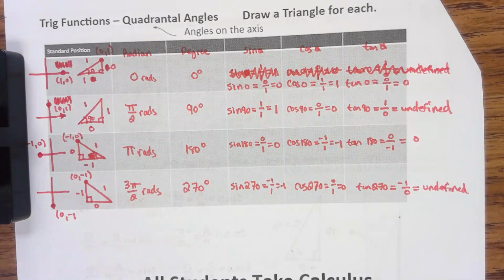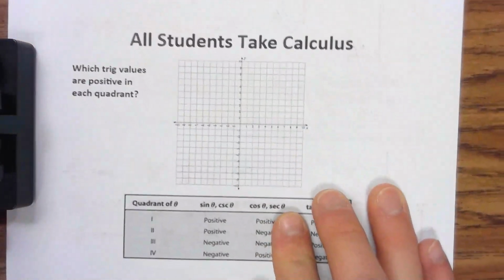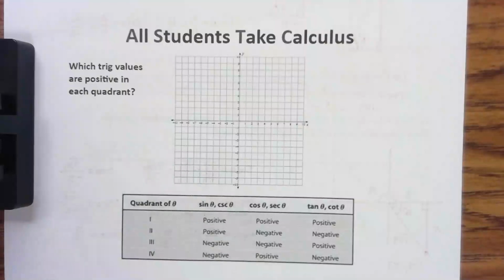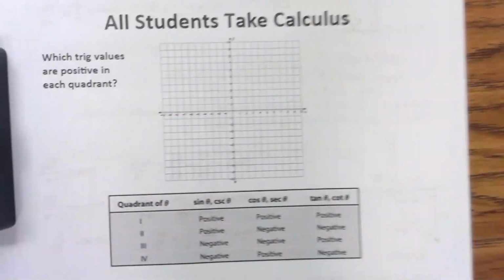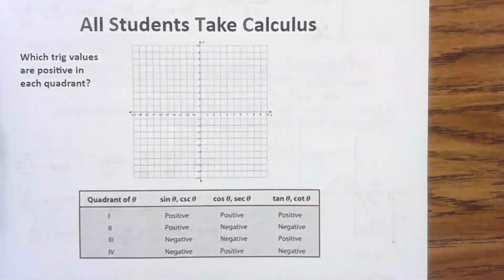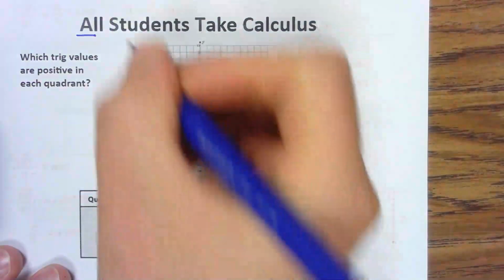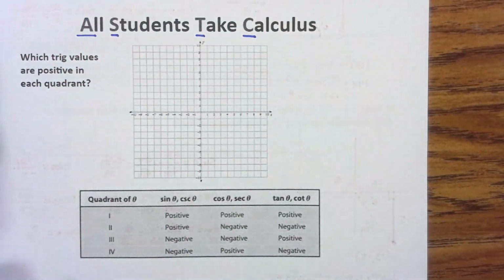Okay, so go ahead and write. So the next thing, and this is another really important piece of the unit circle, is knowing which trig functions are positive and negative in each given quadrant. Okay, so one way to remember this is "All Students Take Calculus." Now, what the heck does that even mean?